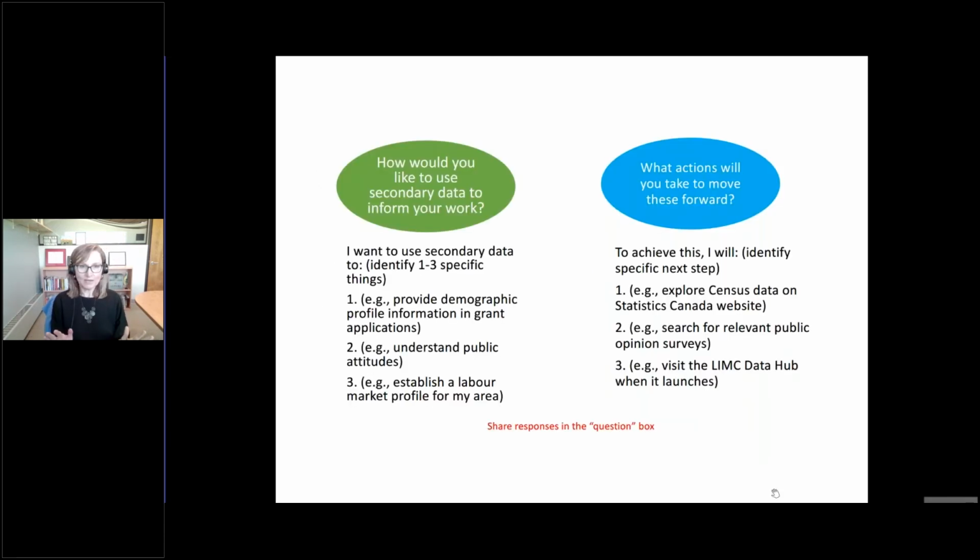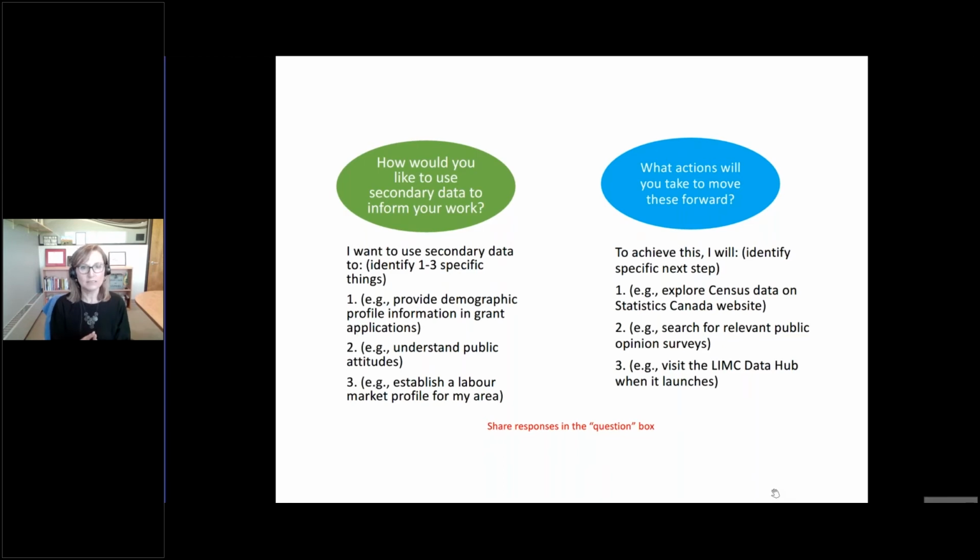So I'm just going to pause for a moment here, and I'm going to ask all of you, with pen and paper or typing, if that's your preference, to think about how you might like to use secondary data to inform your work, and also what actions you might take to move these forward. I've got some examples here. You might want to look at demographic profile information for your grant applications. If that's what you want, then you might want to go explore the census data on the Statistics Canada website and see what might be available for you.